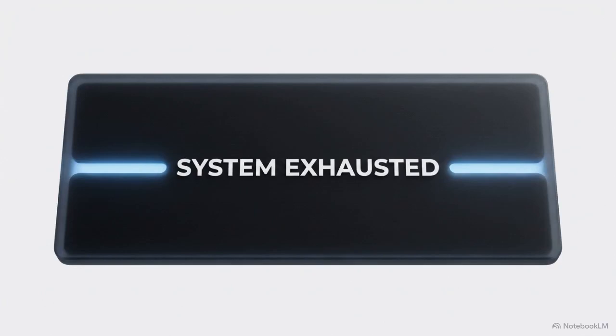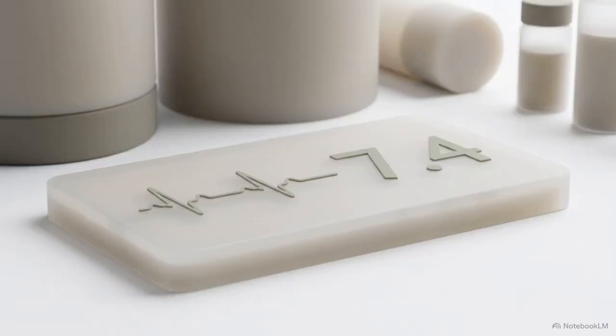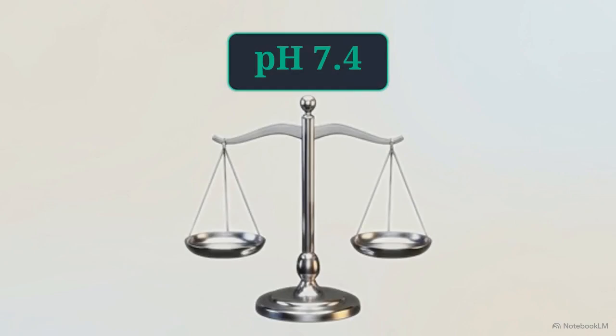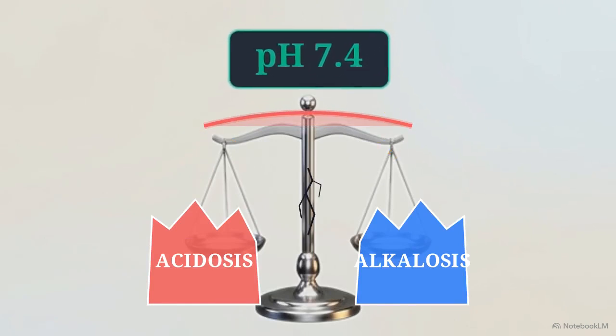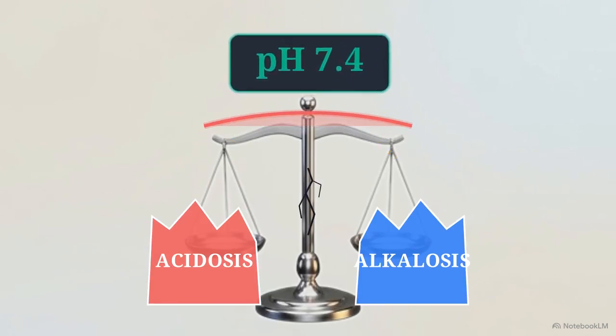How is it possible for an intensive care patient to show a normal pH of 7.4, yet be moments away from cardiovascular collapse? This stability is often a facade, created by complex acid-base disorders. These occur when two separate primary disturbances hit the body simultaneously, masking the physiological crisis.